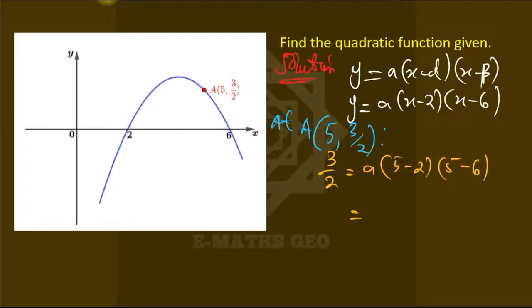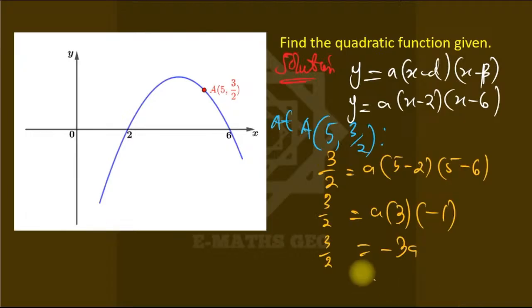So what do you observe? 5 minus 2 is 3, and 5 minus 6 is minus 1. So the same 3/2 equals minus 3a. Solving for a.